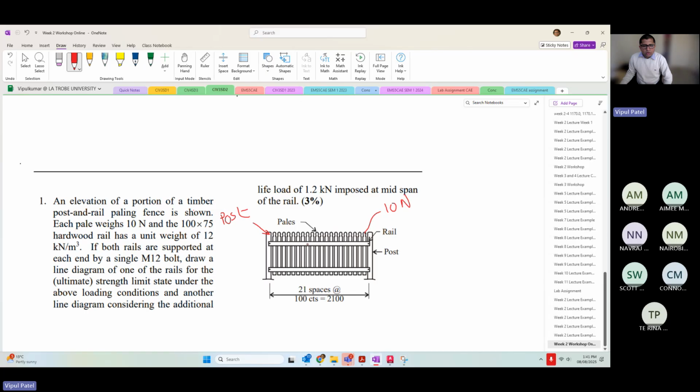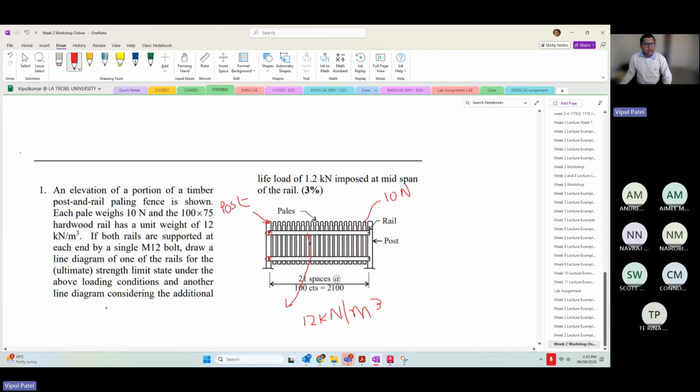So this hardwood rail weighs 12 kilonewton per meter cube, which is a density, right? So that's your rail. If the boat rails are supported at each end by a single M12 bolt, you need to consider the weight of these M12 bolts. Ignore that weight. One rail. Draw a line diagram for one of the rails for the ultimate strength limits under the above loading condition and above line loading.